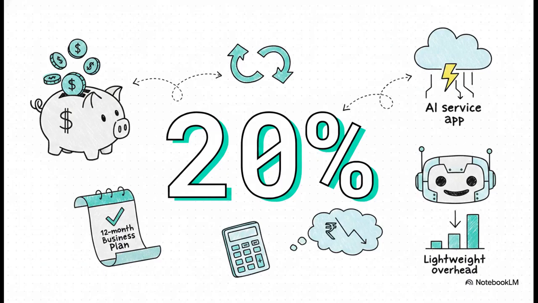Here is how you navigate this trap financially. By locking in a 12-month business plan and using a referral link, you can trigger a 20% discount. When you actually do the math on that, it brings the cost of premium Node.js supported hosting down to roughly 800 rupees a month for a professional AI service app that is incredibly lightweight overhead.